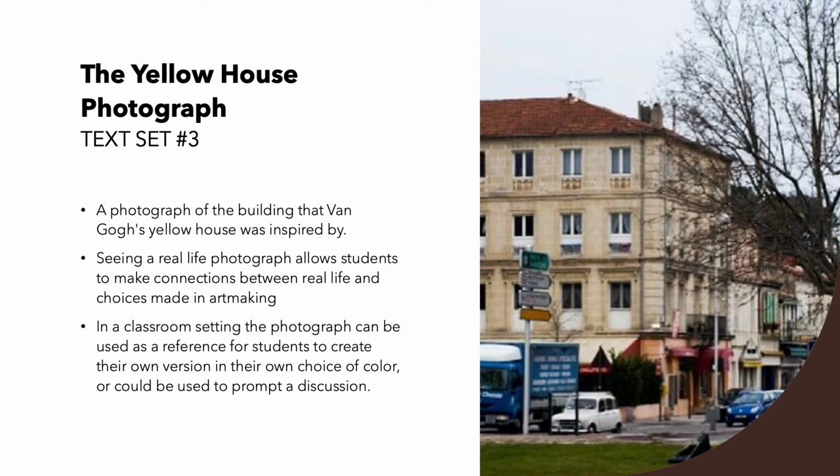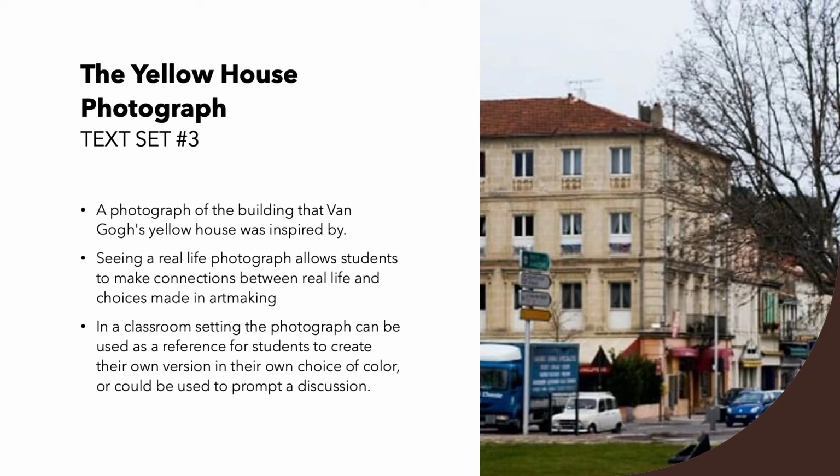Another text set that can be used is the Yellow House photograph. This photograph is of the building that Van Gogh's Yellow House was inspired by. Seeing a real-life photograph allows students to make the connections between real life and the choices Van Gogh made while making his Yellow House painting. In a classroom setting, the photograph can be used as a reference for students to create their own version in their own choice of color, or it could be used to prompt a discussion about how Van Gogh was able to use the elements to recreate his own piece.